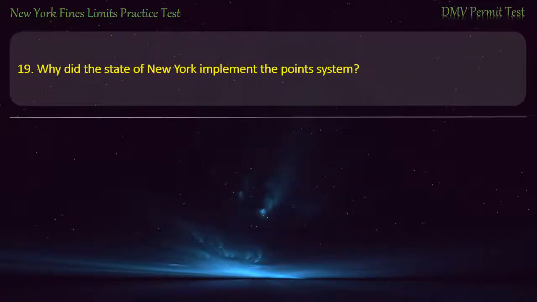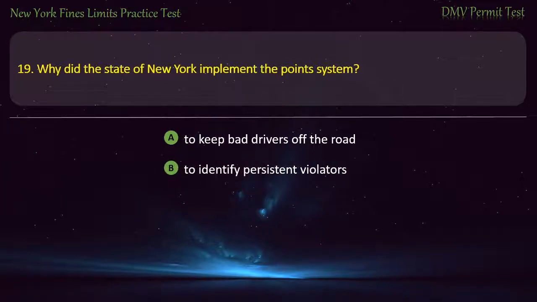Question 19. Why did the state of New York implement the points system? To keep bad drivers off the road. To identify persistent violators. To charge fines. To punish young drivers. Answer. To identify persistent violators.